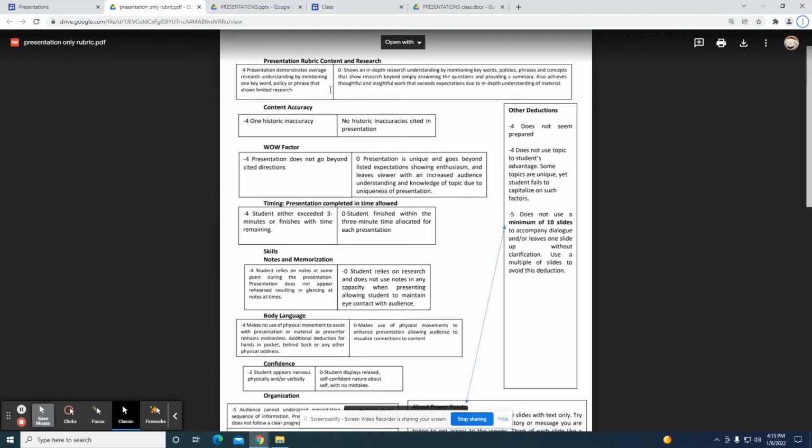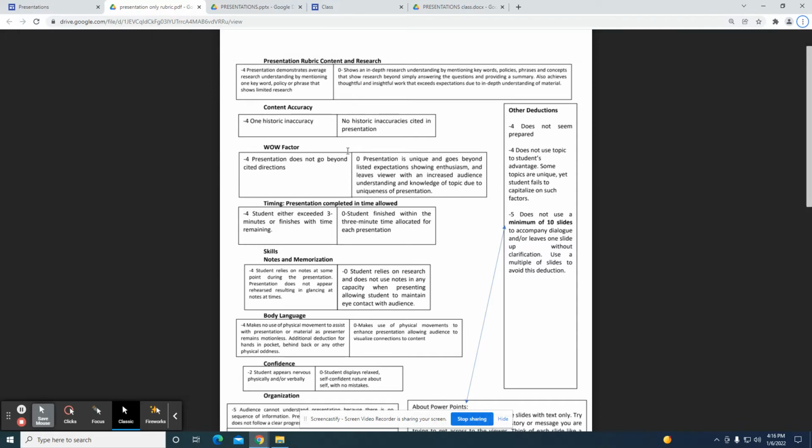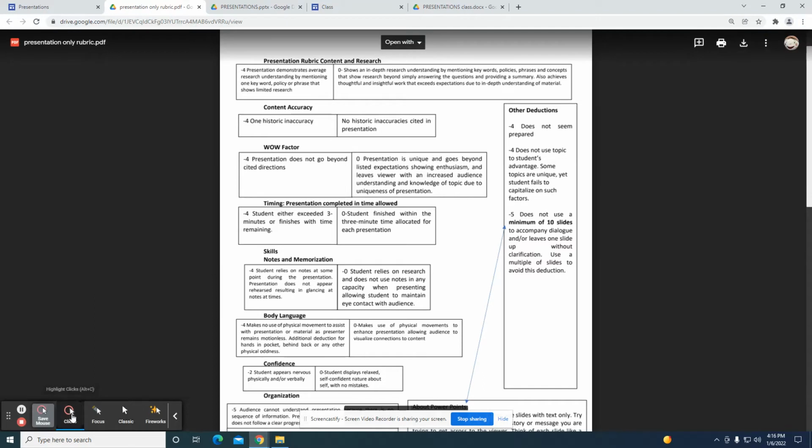If for some reason in your presentation you could be scored right here in the middle, this line, and then that would be a half deduction. So for content accuracy, if you're wrong, it's a -4, but if I score you here, then the deduction will be a -2.